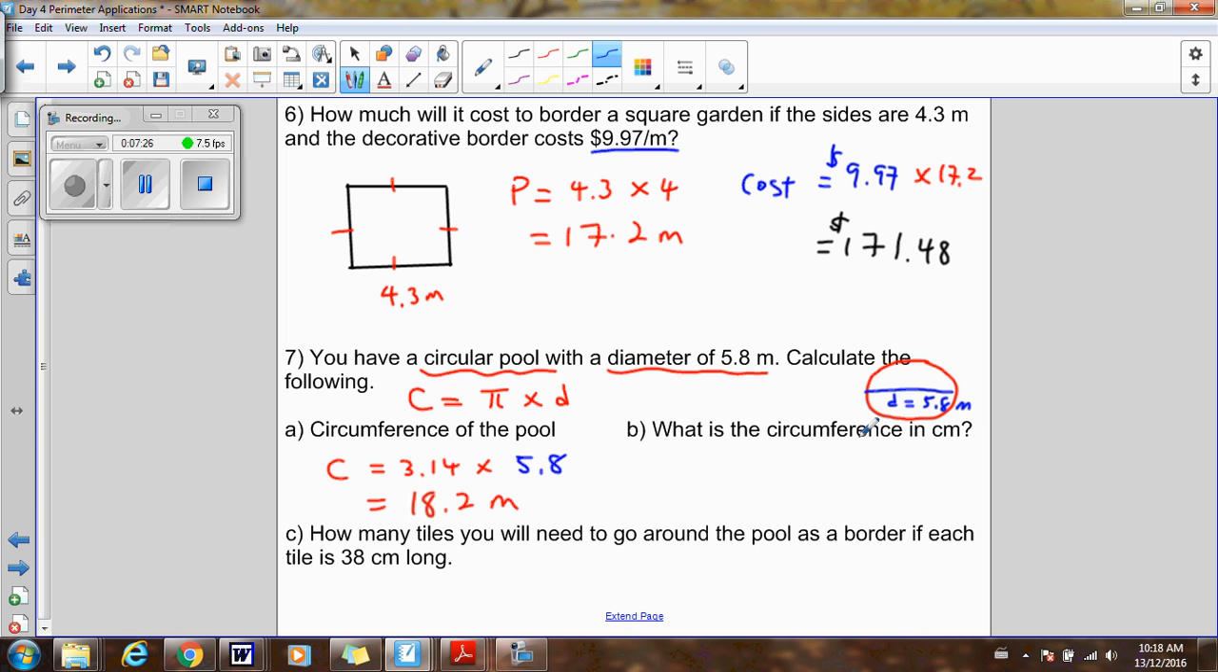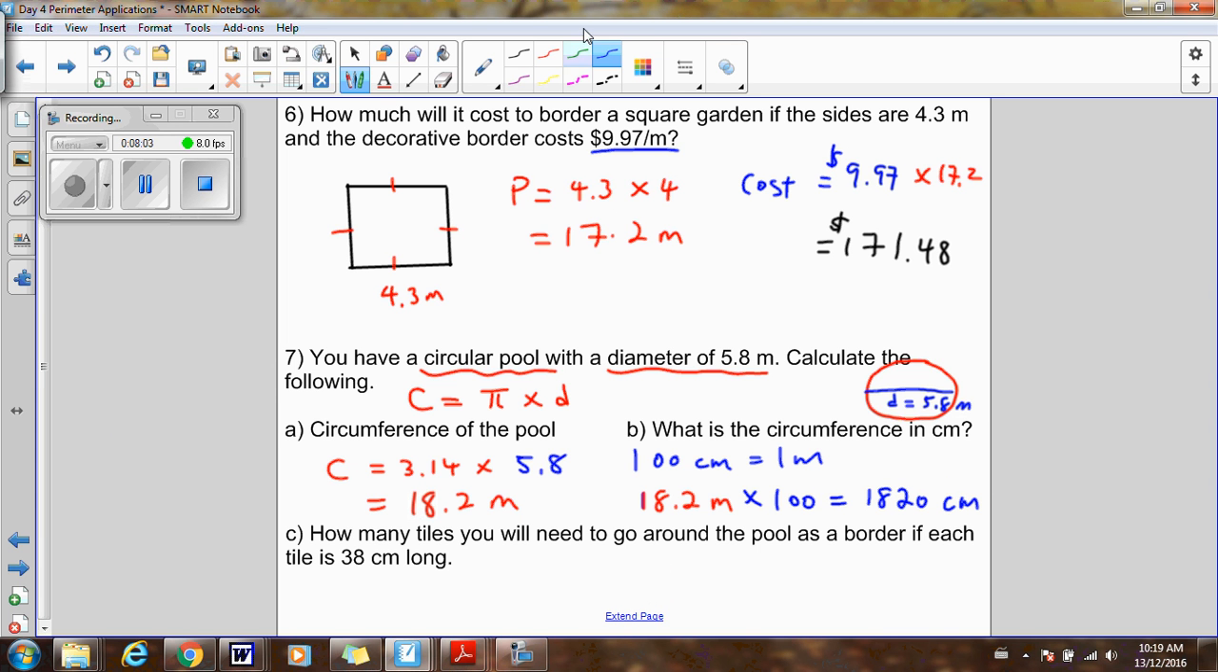The next question asks us to convert this number into centimeters. So remember, there's 100 centimeters in a meter. So in order to find out what is the circumference in centimeters, remember we have to go up the stairs, okay, and we have to do 18.2 meters and multiply by 100, and you're going to get 1,820 centimeters.